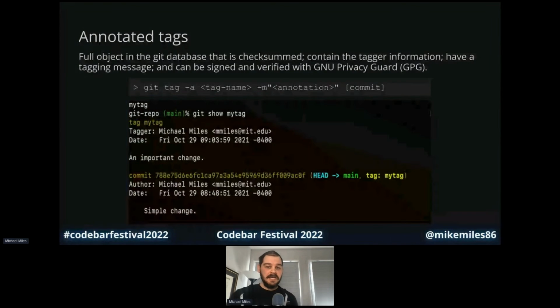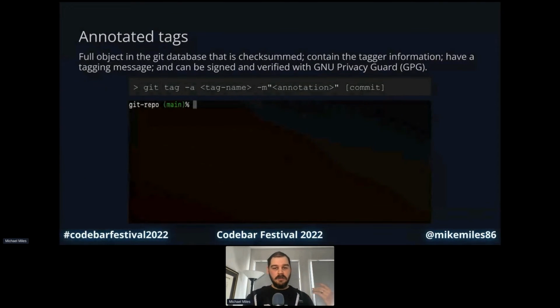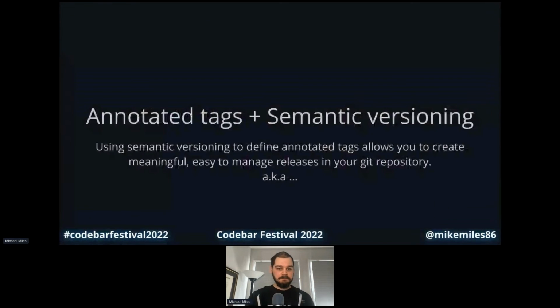So the benefit of this is since they're full objects, they're better to track. And you do the same thing, as you can see in this screenshot here, that you can just add the tag name and you can still reference that commit using that tag name. But then it's going to have all this additional information that you can use for references in the future.